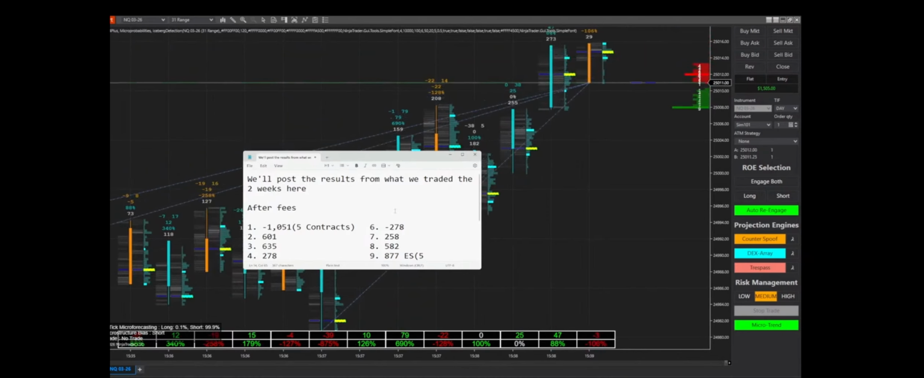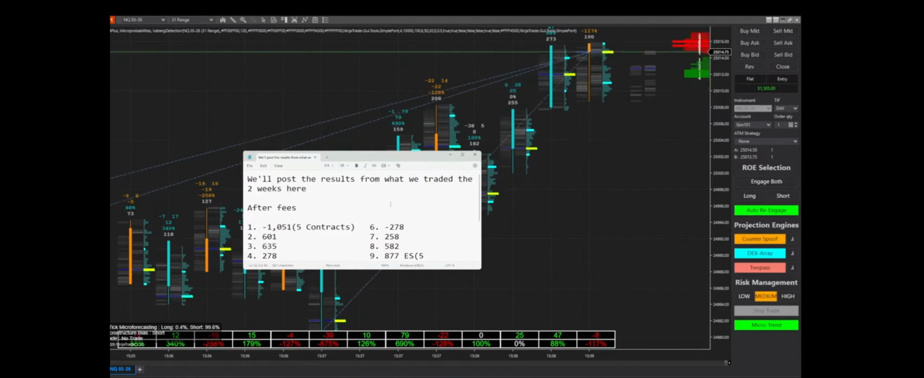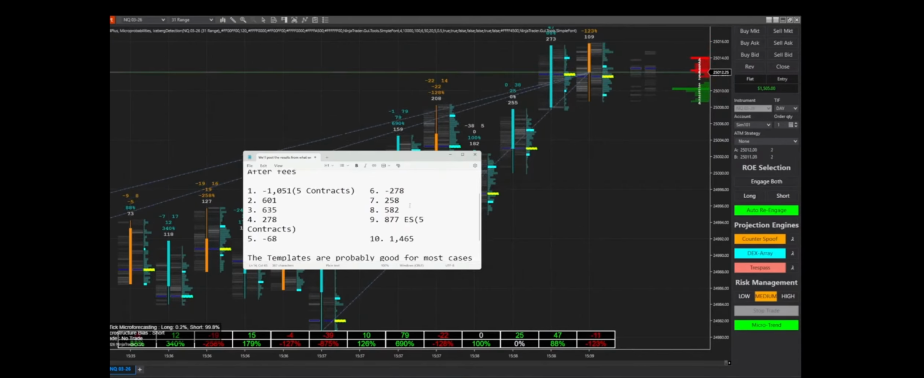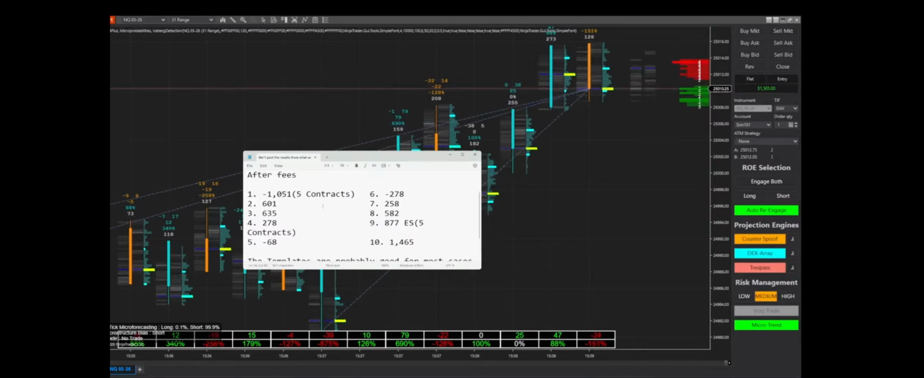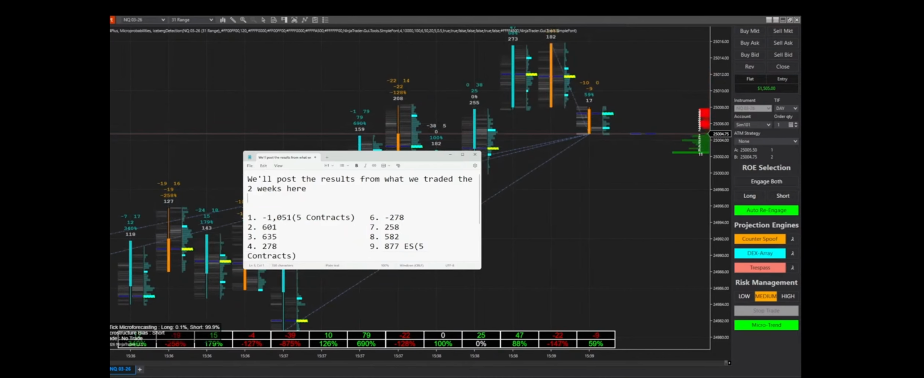So from the 2 weeks, what we did, we used a template, and so this is after the fees for L2 Azimuth automatic trading. We've been trading mostly NQ, but as you see, some of these are ES, and some of these are 5 contracts NQ, like this one. That was NQ 5 contracts. Alright, so this is after fees. Let's go over it.